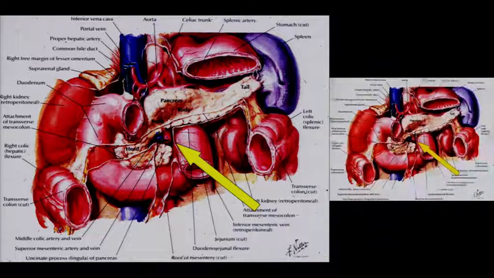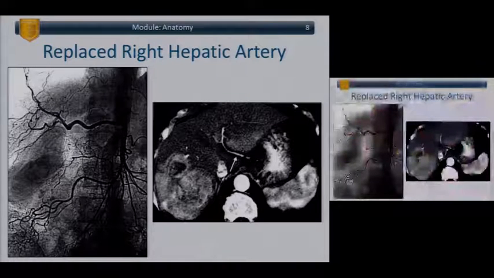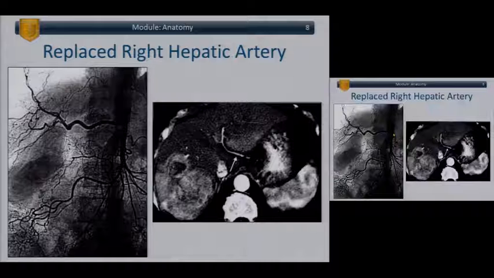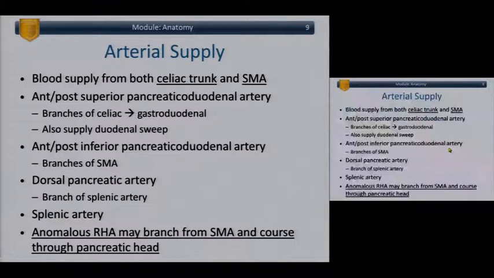The important relationship is that the celiac artery is right beneath it, and that the superior mesenteric artery and vein tunnel right in that hook as it hooks behind that area. And here we see a replaced right hepatic artery coming up from the superior mesenteric up in through the pancreas and into the liver. And here you can see that on CT.